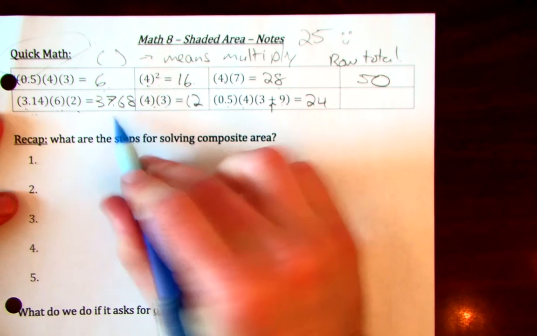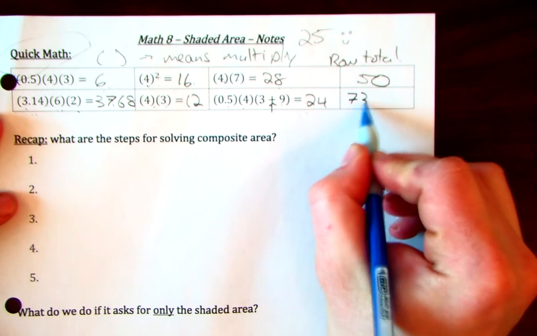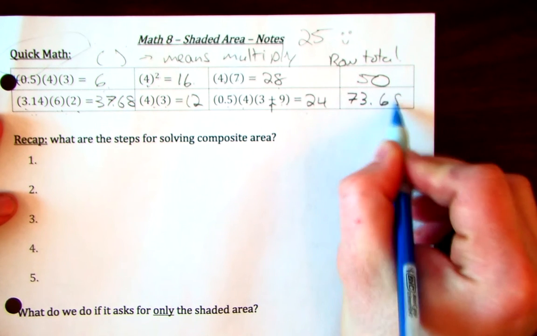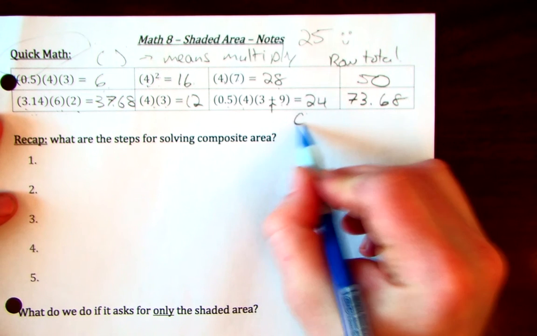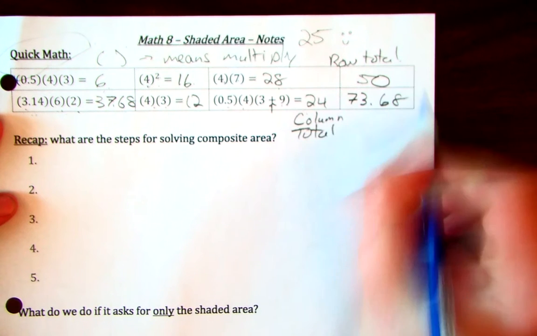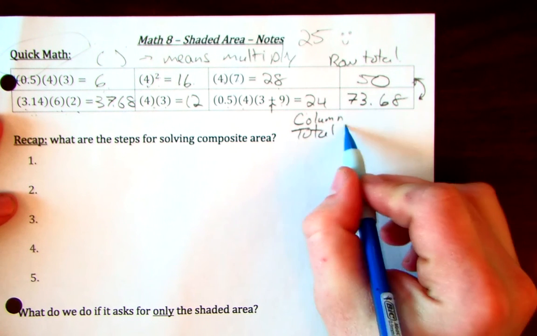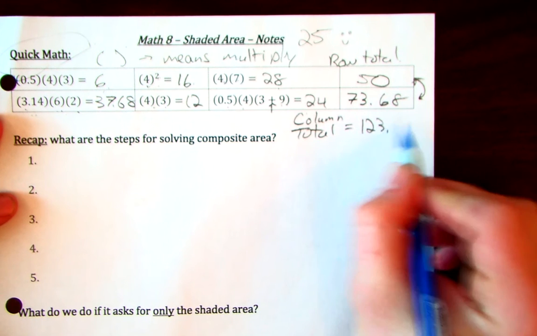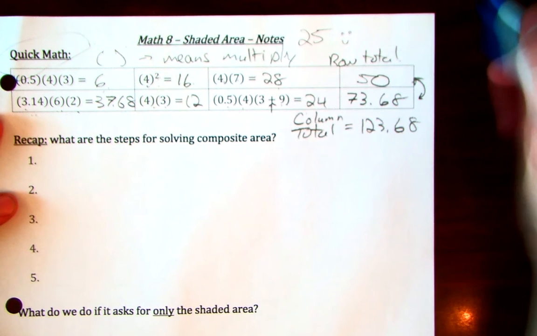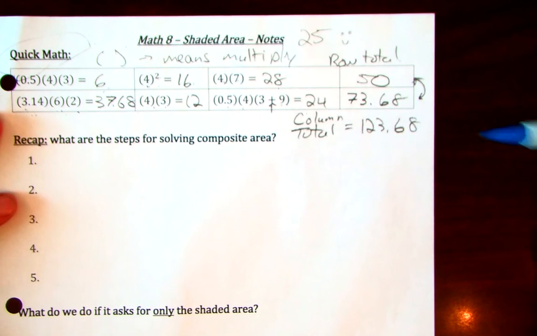Again, with the row total, I'm going to add these three together, and I'm going to get 73.68. And then finally, I'm going to have a column total, because I want to find these two added together. And so that's going to be equal to 123.68.